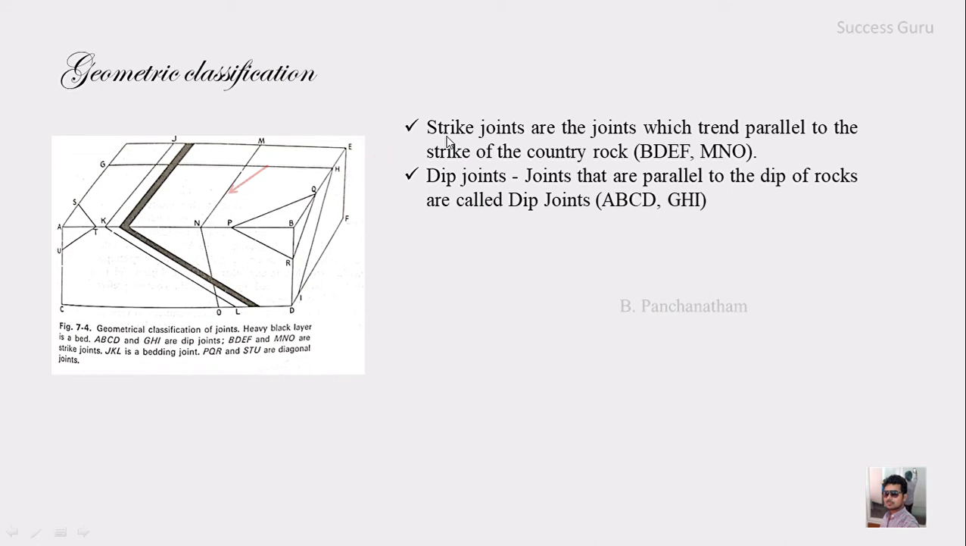The second one is the dip joint, that are parallel to the dip of the rock. So as this is a rock formation and this direction is the dip direction, so you can say this ABCD will be parallel to the dip direction. So this can be a dip joint, and this GH and I, this also parallel to the dip direction. So these two are the dip joints, right? So which is parallel to the dip direction of the rock formation.